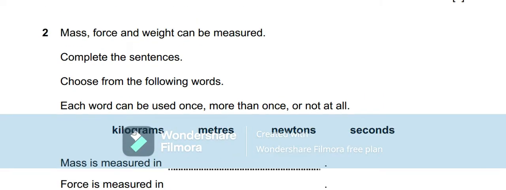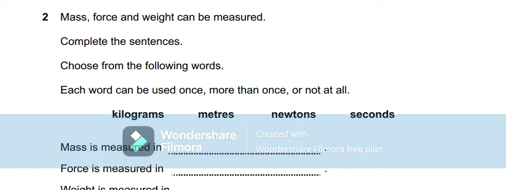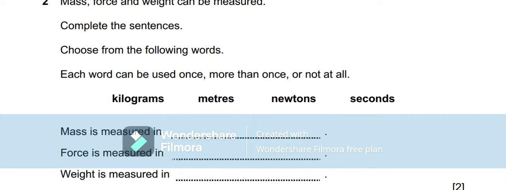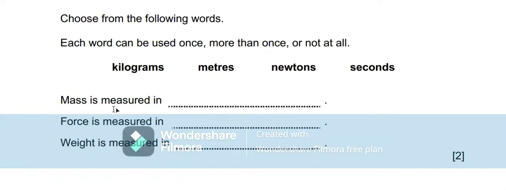Number 2 is saying that mass, force and weight can be measured. Complete the sentences. Choose from the following words. Each word can be used once, more than once, or not at all. Then we have these keywords here that are highlighted. The first one is kilograms, meters, newtons, and seconds. Then the first statement is saying that mass is measured in kilograms.